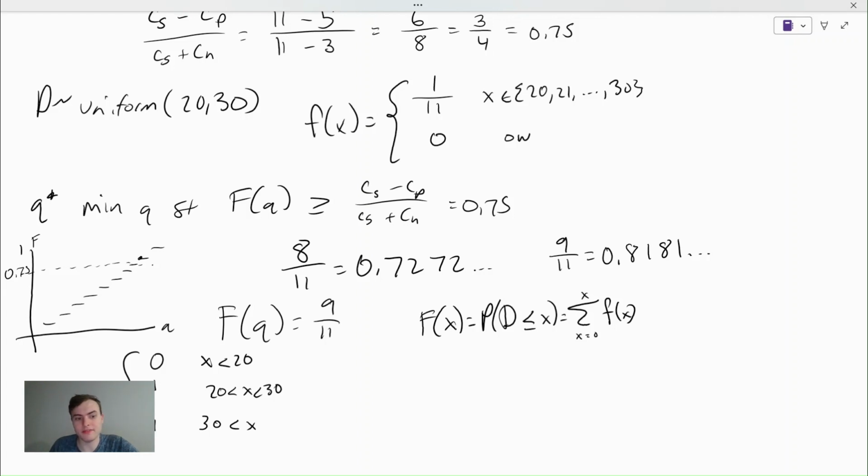And so we want to be able to plug in 20 and get 1. So let's subtract 20 and add 1. And then when we plug in 30, we get 30 minus 20 plus 1, which gives us 11, divided by 11. So, long story short, we have F of 28 equals 9 over 11. So Q star equals 28.